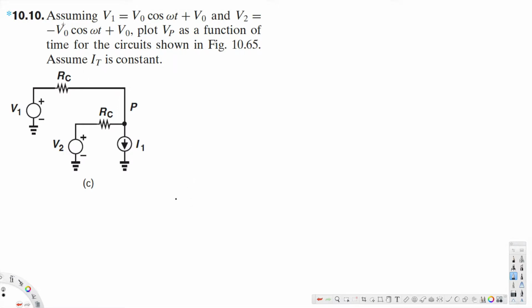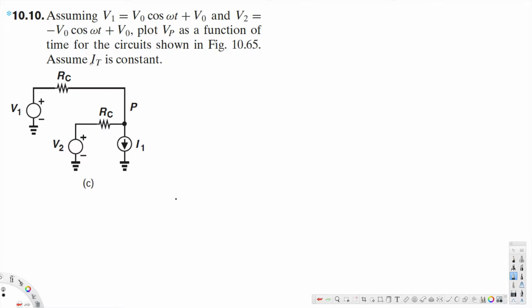Here this question is asking, assuming V1 is equal to V0 cos omega t plus V0 and V2 is equal to negative V0 cos omega t plus V0, plot Vp as a function of time for the circuit shown in the figure. Assume I1 is constant. Okay, now let's see how to do that.